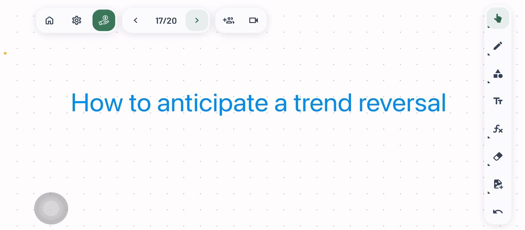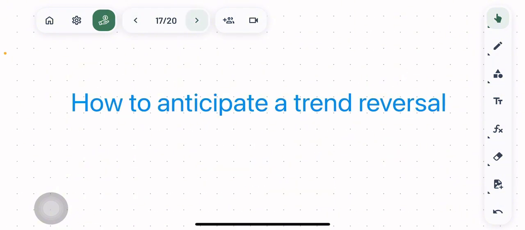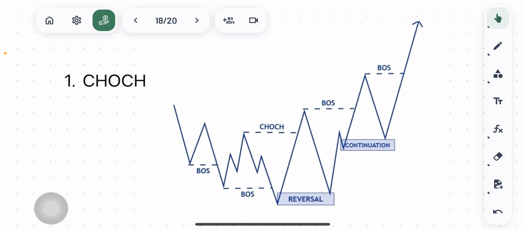Okay, so let's continue right away. How do you anticipate trend reversal? Number one, these are the tests I use in anticipating trend reversal. Number one is what I call lower time frame change of character, right?